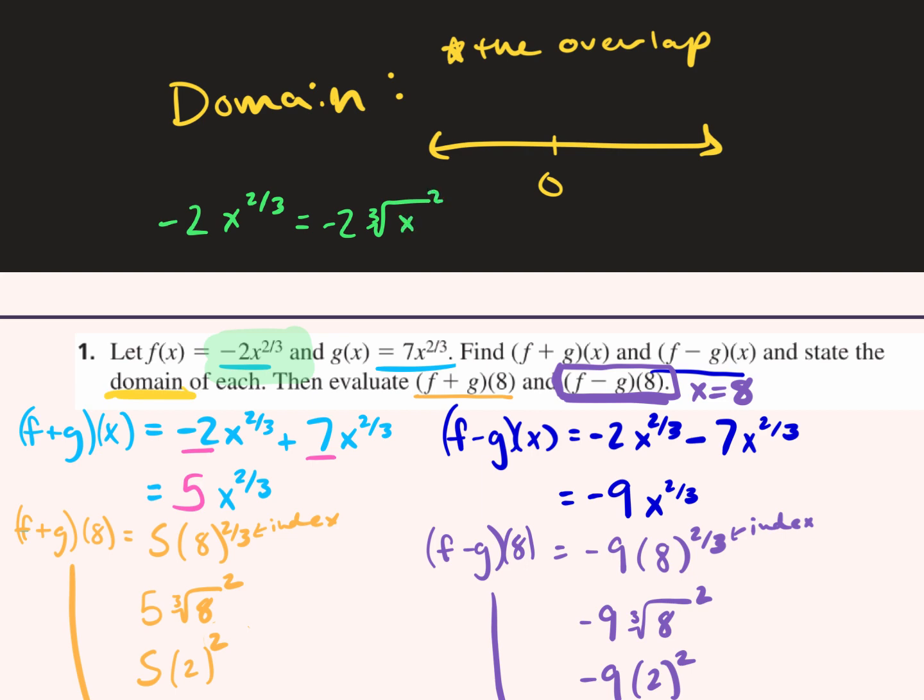Now, if I have the cubed root, can I have negative numbers under the cubed root? Yes. If it's an odd index, you can. So what do you think my domain for my function here would be? All real numbers. So it could be any number on the number line.